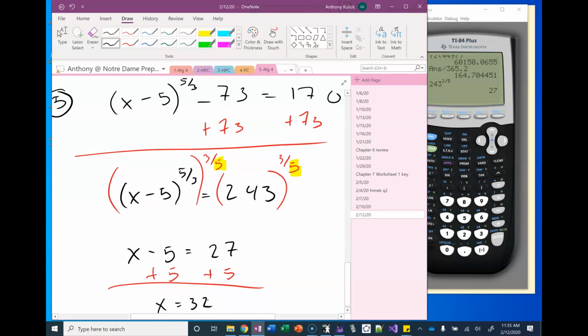Do I need to check this answer? No, I don't need to check the answer because the original problem is not an even root. Look at the original problem, it's a cube root, right? It's an odd root. We don't need to check the odd root problems. We can't get extraneous solutions for those.